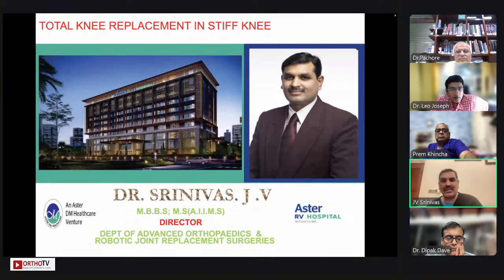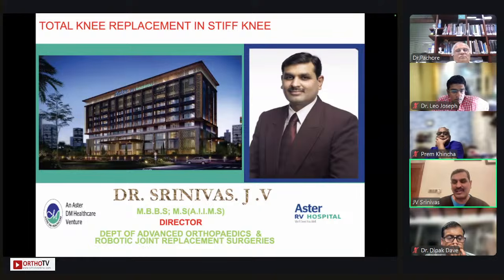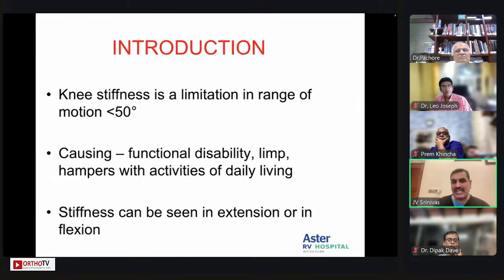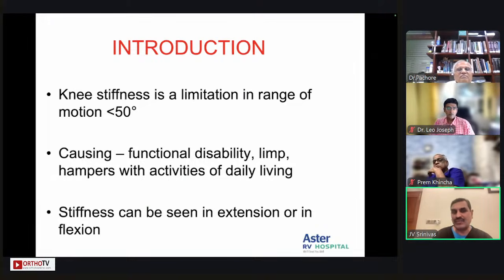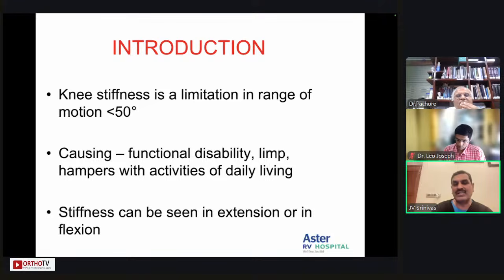Today is actually a very interesting topic, sir. Dr. Dipak and Pachori sir have given it: TKR in a stiff knee. I'm sure most of us are encountering stiff knees, and I'll be talking about stiff knees here. So any knee which has a range of movement less than 50 degrees, we label as a stiff knee. These stiff knees usually cause a functional disability for the patient. When you see them, the limb and activities of daily living are affected.